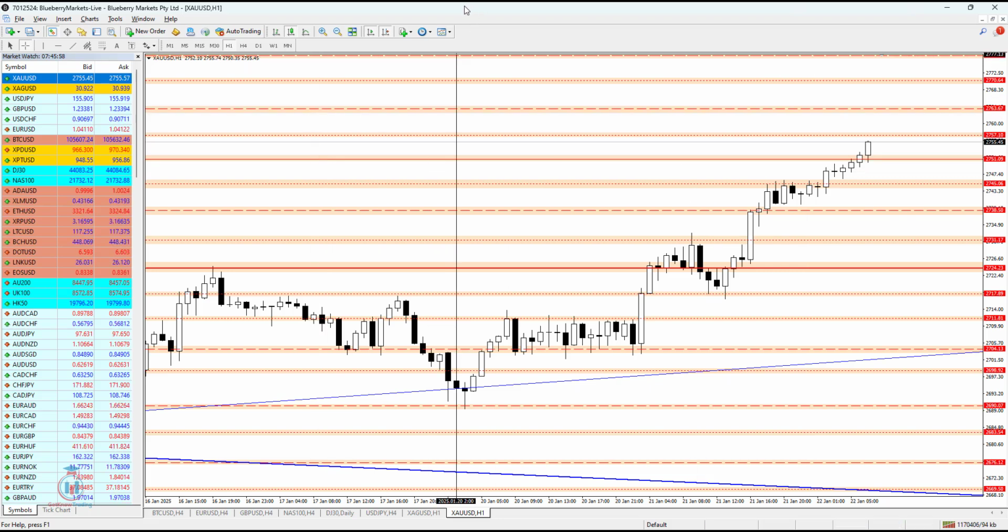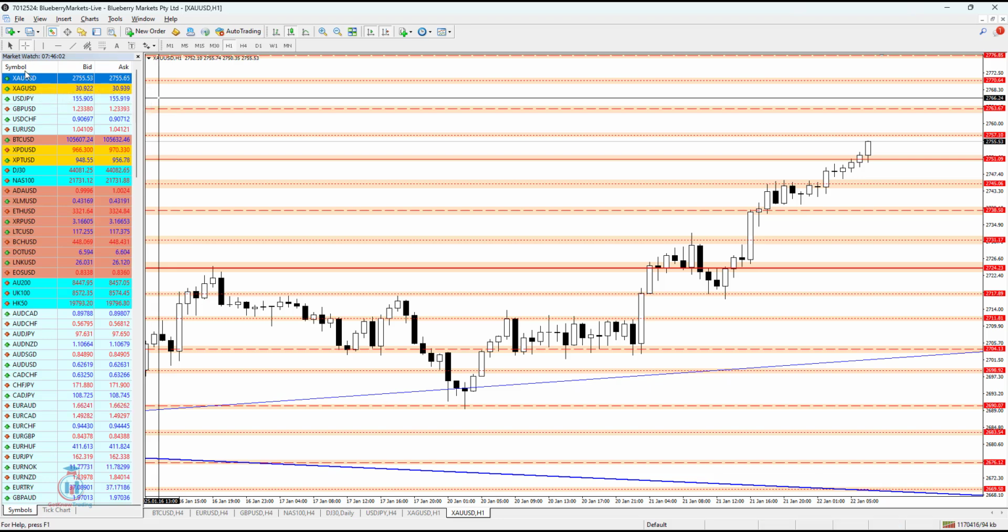After you have opened MetaTrader 4, the symbols are located inside the market watch window, which you can find here on the left side. If you do not see this market watch window, you can check the quick access toolbar, this green arrow and red arrow, which is a button for activating or deactivating the market watch.